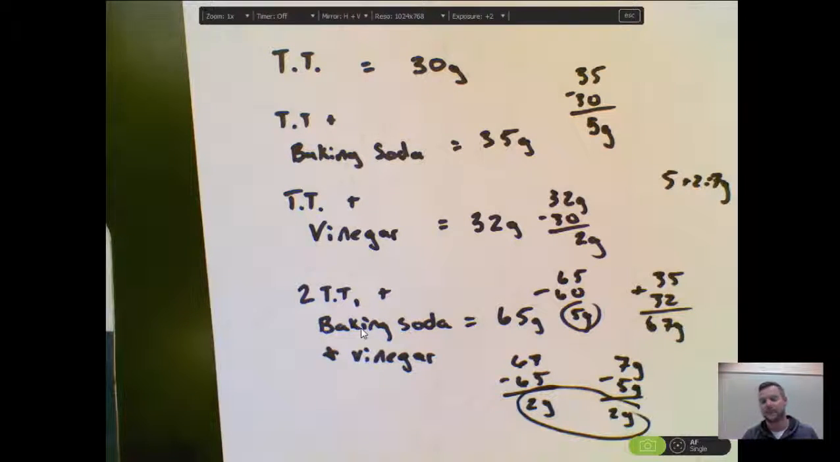So that's the basics of the law of conservation of mass, both in a balancing chemical equations fashion and in a laboratory fashion of looking at masses and how masses change from before to after a chemical reaction.